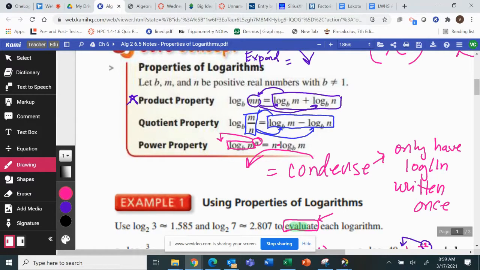So you will only have the log or the ln written one time if you condense. If you have log 5 over log 8, you're wrong. Only one logarithm when you're done.